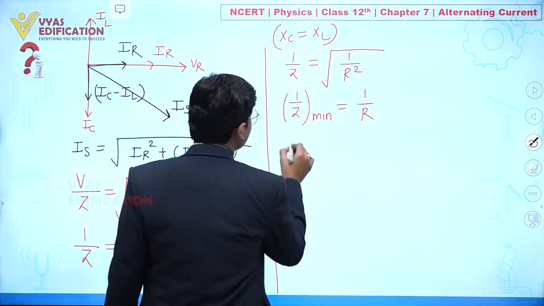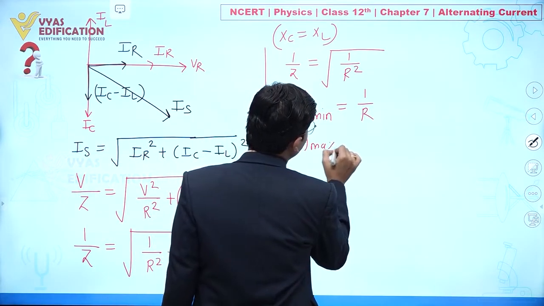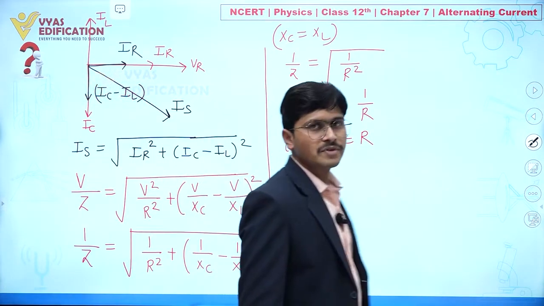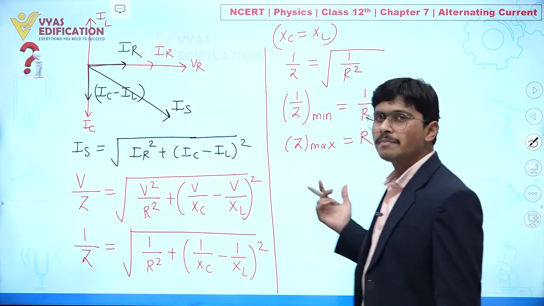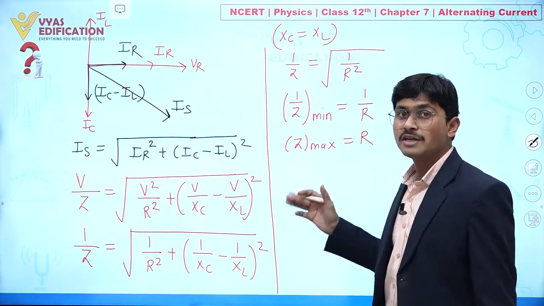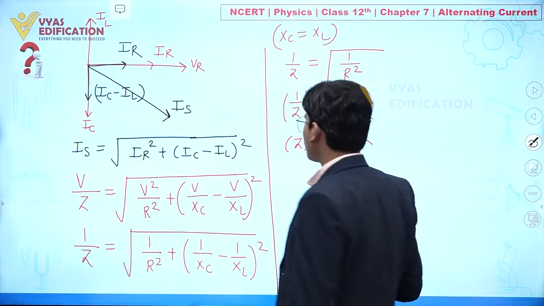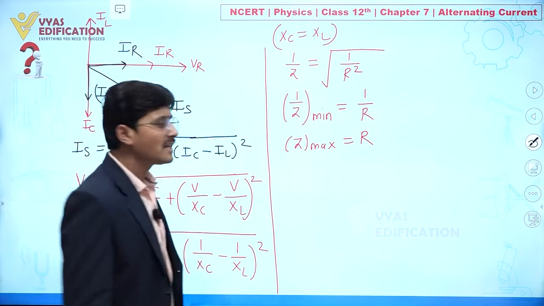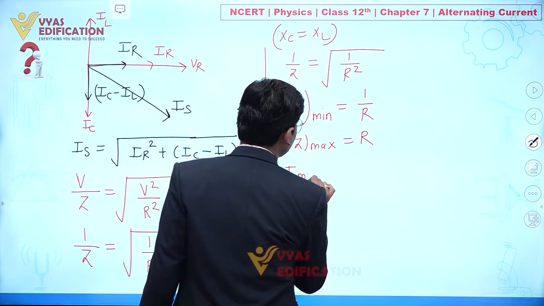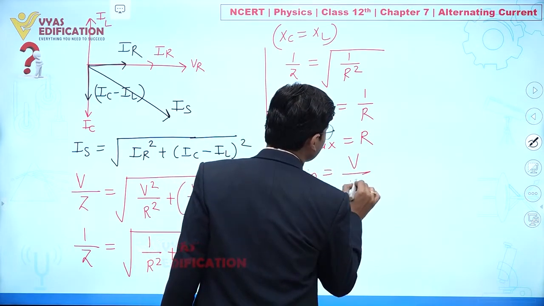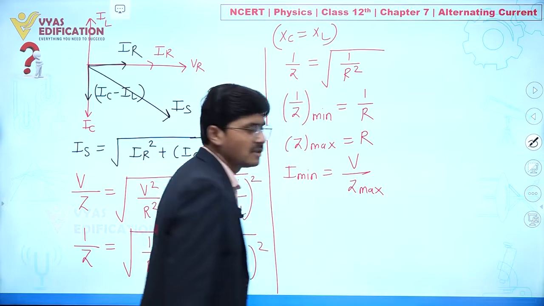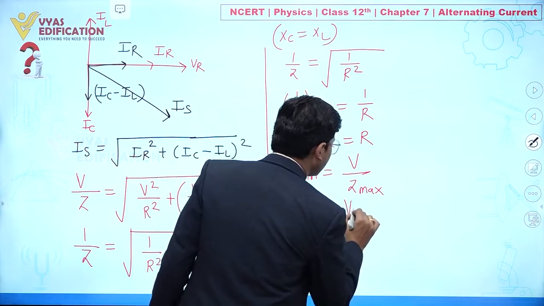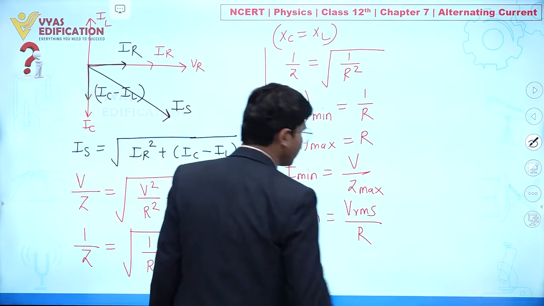It means the maximum value of Z we are getting at this position is equal to R, yes or no? In the parallel combination, you get the maximum value of Z at this resonant frequency, clear. So when we have maximum impedance, we will find the current minimum, and this minimum current is given by V upon Z max, which is equal to R. So I minimum is given by V RMS divided by R, yes or no?